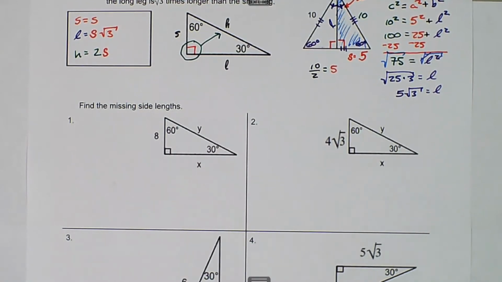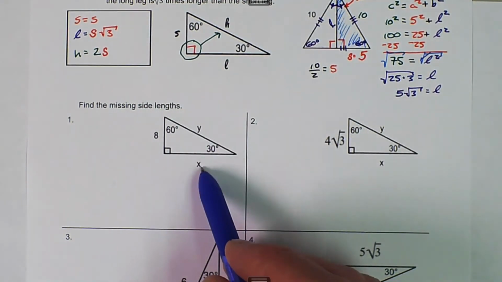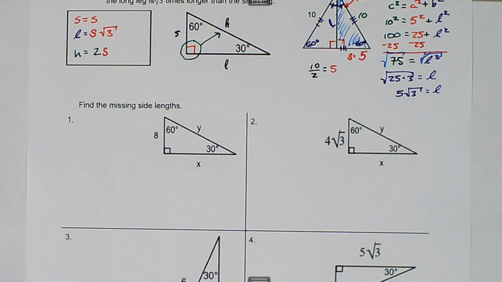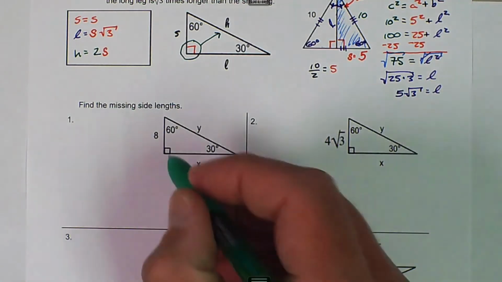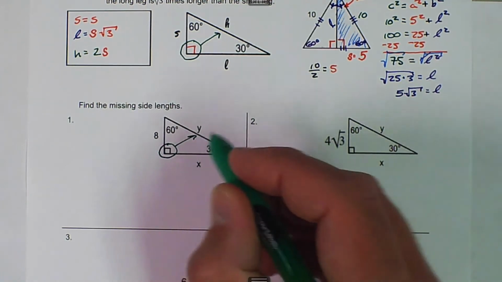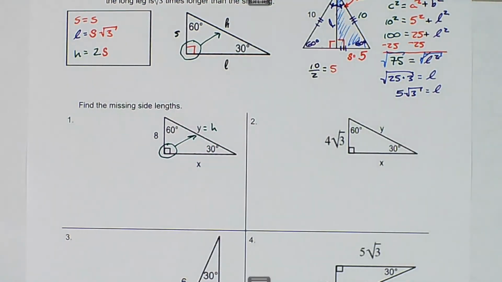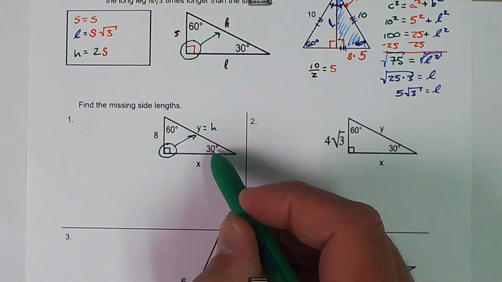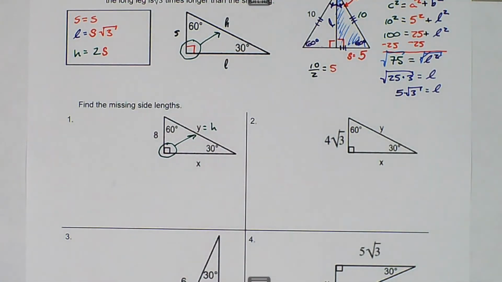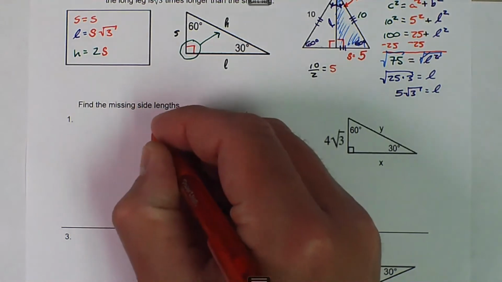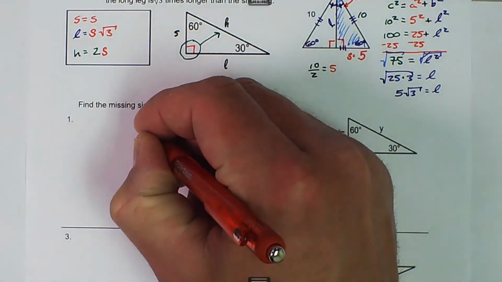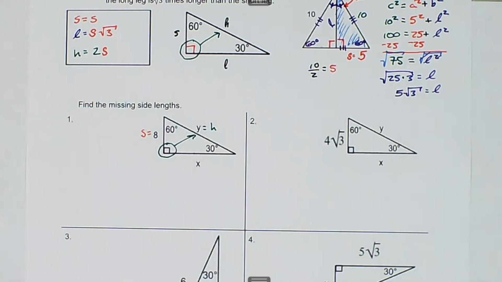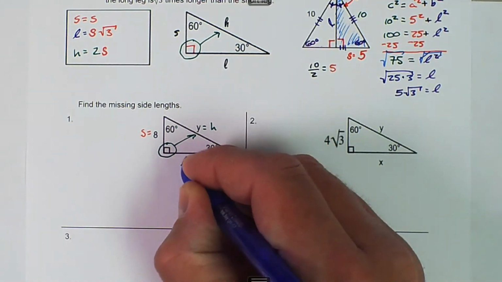So number 1, we need to find x and we need to find y. So there's a few things we need to establish. What are all of the things in this problem? So where's the right angle? The right angle is right here. So y is actually going to be our h value. Then the side opposite the 30-degree angle, that's going to be the short side. So the short side is equal to 8, and that means the long side is equal to x.